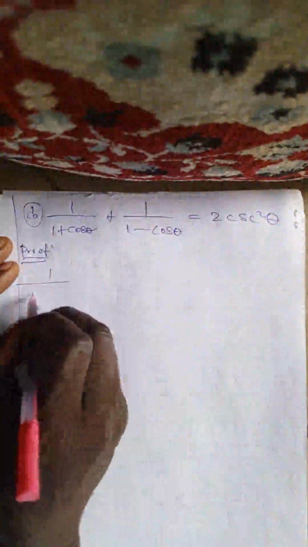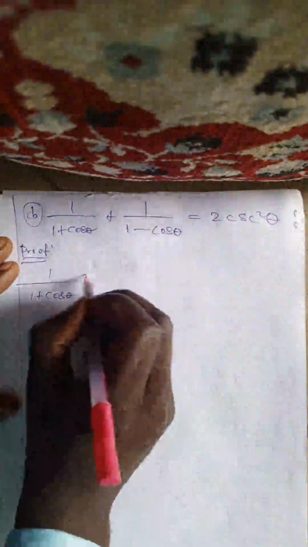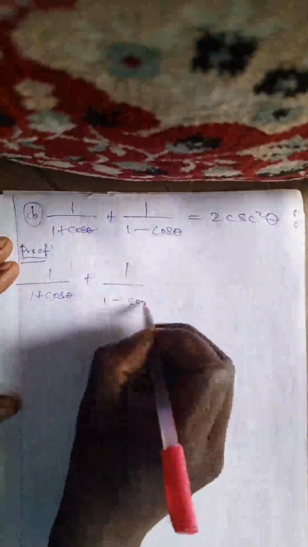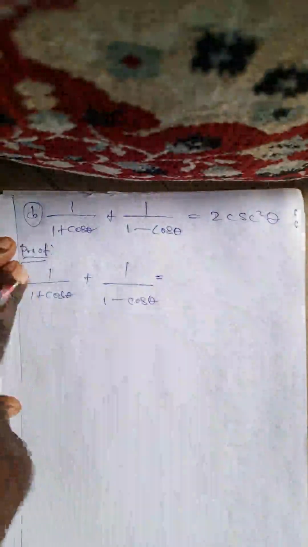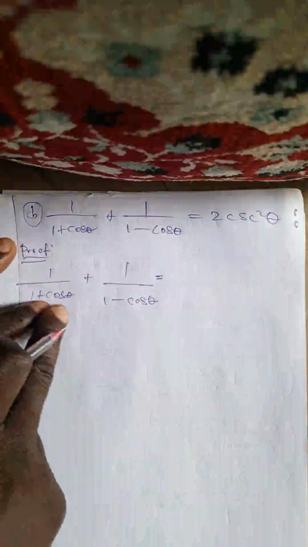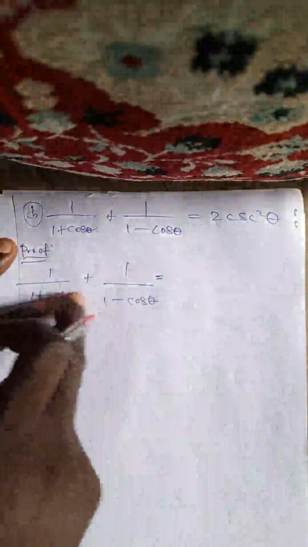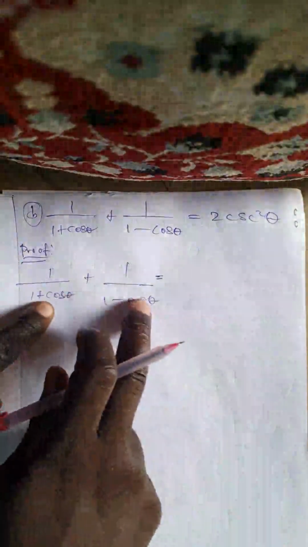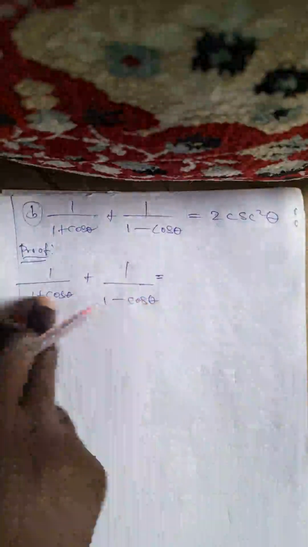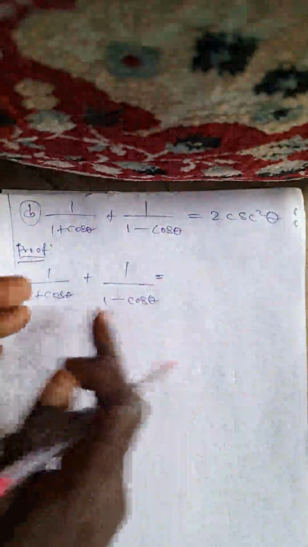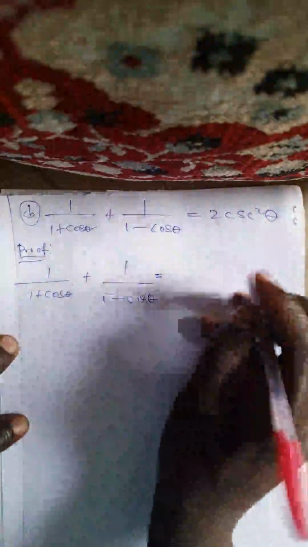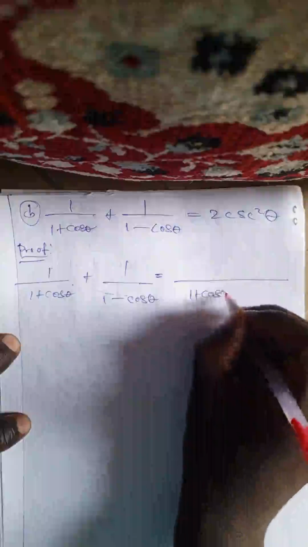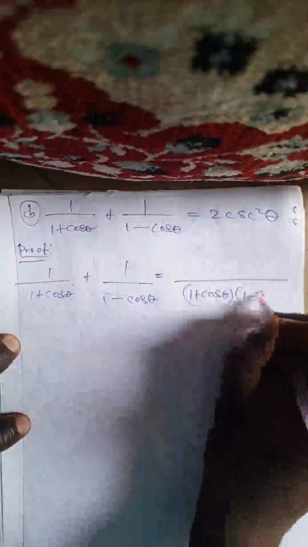So therefore 1 over 1 plus cos theta plus 1 over 1 minus cos theta, and this is equals to, so we have this times this as the LCM. We now look at the LCM. None of them is a factor of the other, and therefore their product is their LCM. What is the LCM now? The LCM is 1 plus cos theta into 1 minus cos theta.